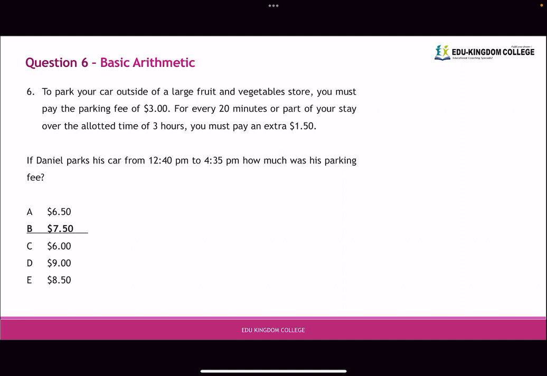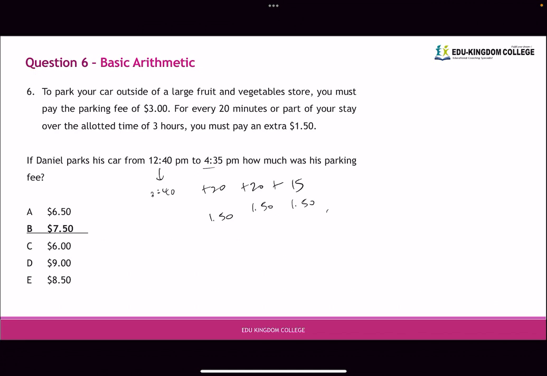And then every 20 minutes over that, you have to pay an extra $1.50. So Daniel parks his car from 12:40 to 4:35. So the first 3 hours would have let him park for $3 till 3:40. And then 4:35 is plus 20, and then plus 15. Okay, so he needed to pay $1.50 here, $1.50 here, $1.50 here.